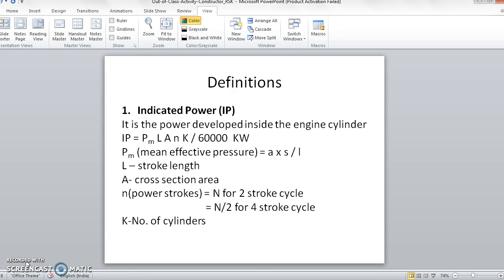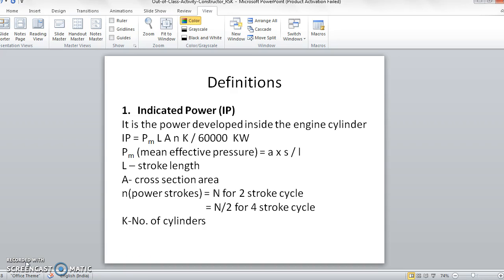The first one is the indicated power. It is the power developed inside the engine cylinder. It is calculated by the equation IP = PmLANk/60,000, where Pm is the mean effective pressure based on the indicator diagram. Then small a is the area of the indicator diagram, small l is the length of the indicator diagram, and S is the spring rate.